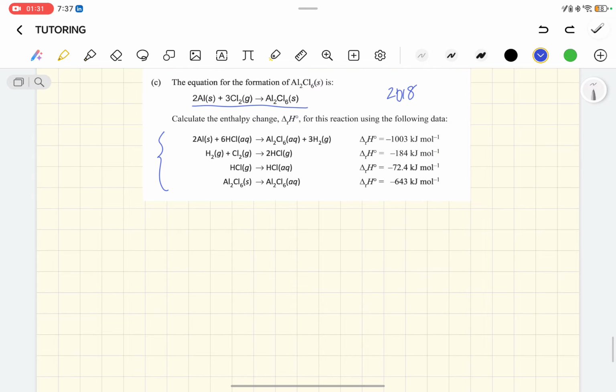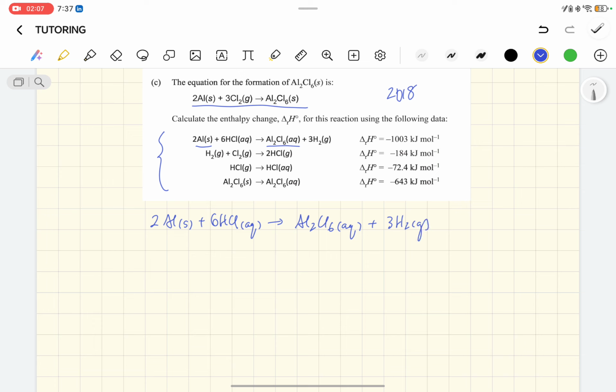We can start with any of these four reactions, but I will start with the first one because it has the most things that match with the equation above. This includes the 2Al solid and the Al2Cl6. So let's write this down. 2Al solid plus 6HCl aqueous going to Al2Cl6 aqueous plus 3H2 gas.